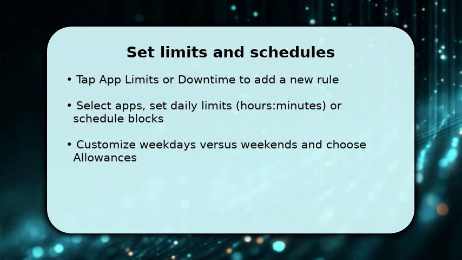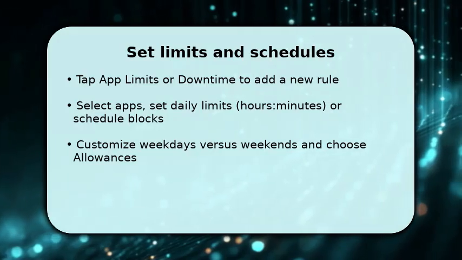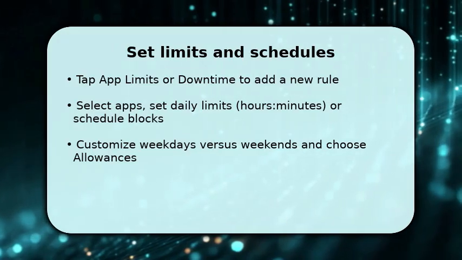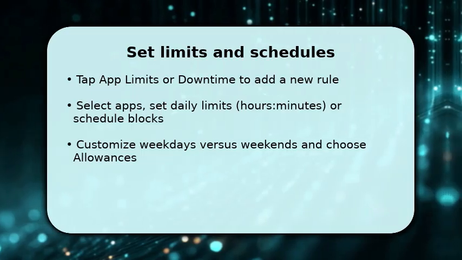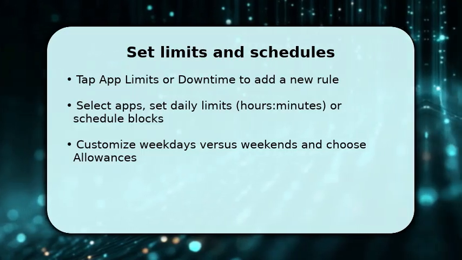You now add rules. Tap app limits or downtime and create a new limit. Choose specific apps or whole categories, then set a daily time using hours and minutes so limits match your routine.